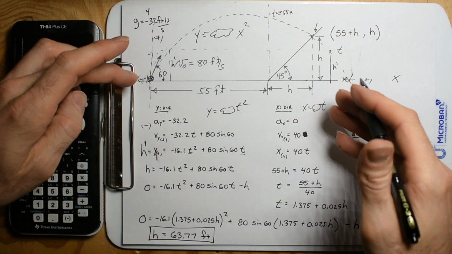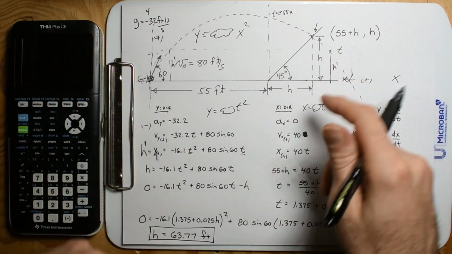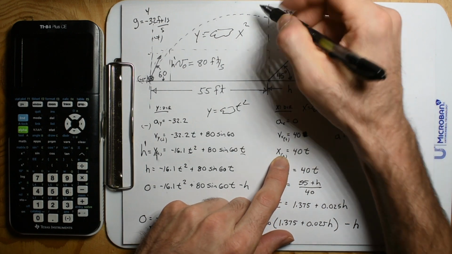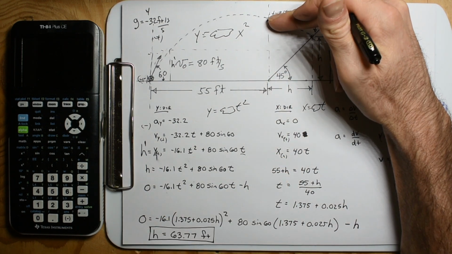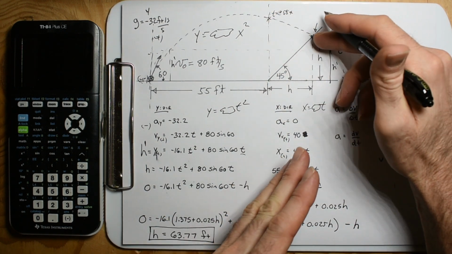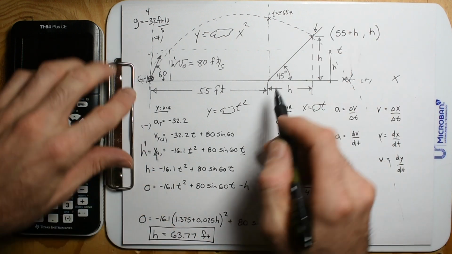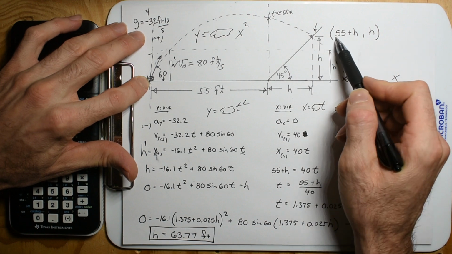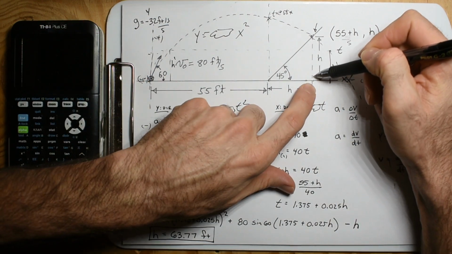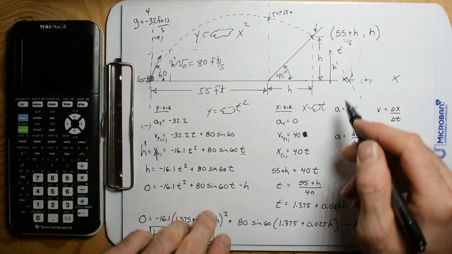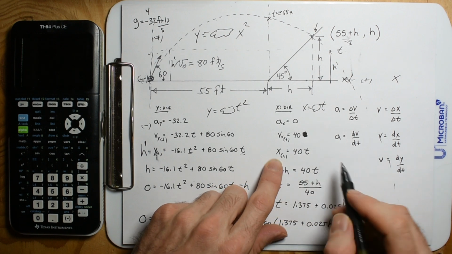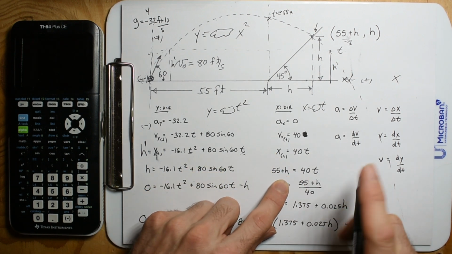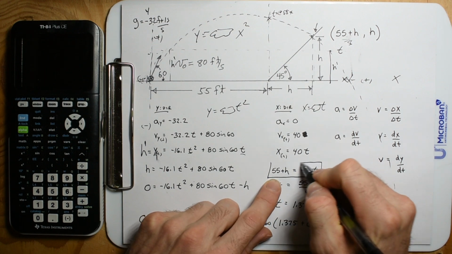So this gives us the ability to pick points. If we pick 55 in the x direction, we can find the time that the football is going to be right there. Cool. So let's see what happens over here at this coordinate. This coordinate is 55 plus h, and this coordinate is going to be h. So for my x coordinate, 55 plus h is equal to 40t. And so I have an equation there.